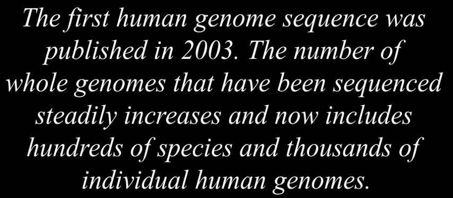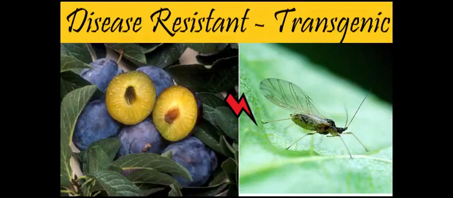The first human genome sequence was published in 2003. The number of whole genomes that have been sequenced steadily increases and now includes hundreds of species and thousands of individual human genomes. In our next video, we'll review Applying Genomics.